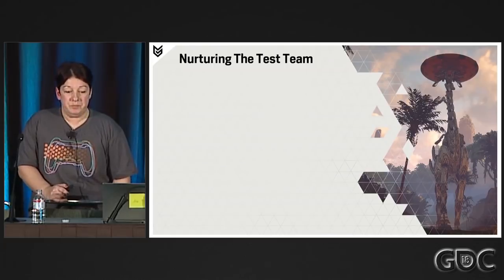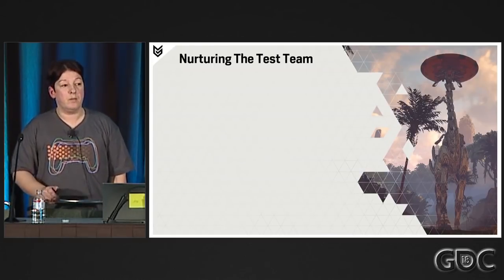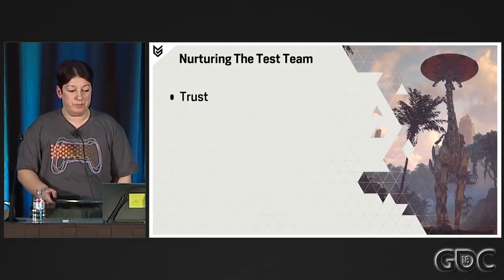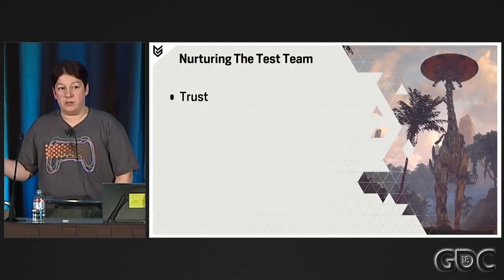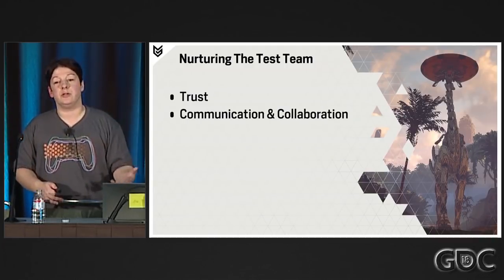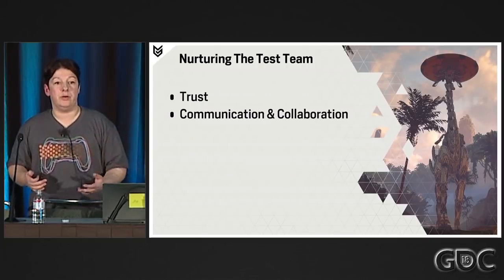And now, for the takeaway points. I'm really hoping that you learned something from this talk, and that you can take home some tips and some lessons. So let's start with the test team, the people. We found that trust was essential. And trust and communication and collaboration go hand in hand. It's a circle. You just cannot have one without the other.